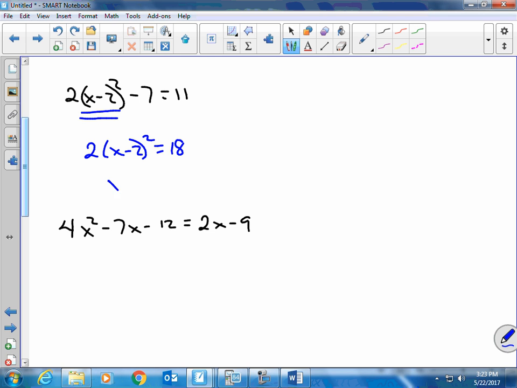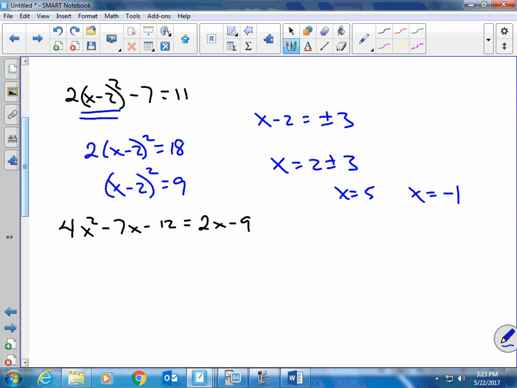Divide by 2. Take the square root. And add 2. Work it out because I can. So I go 2 plus 3, 2 minus 3. And I have my 2 solutions. Okay, next one.